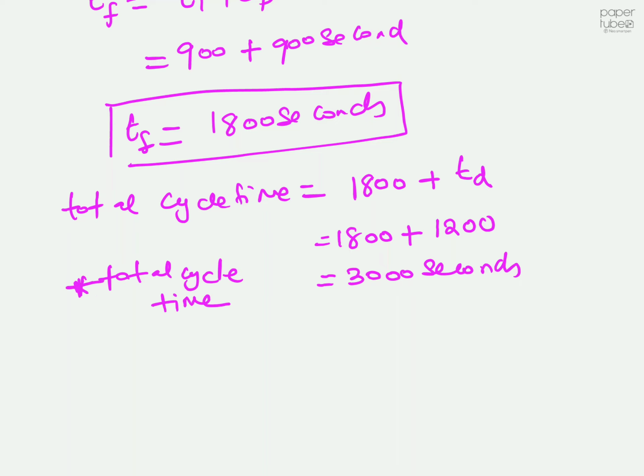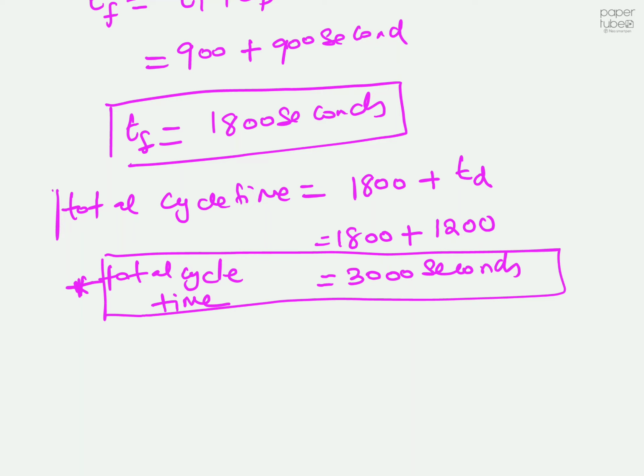Okay, this is not bad. And then I think we solved part A of the problem. Let's put a box here: total cycle time is 3000 seconds. And then let's go to part B.